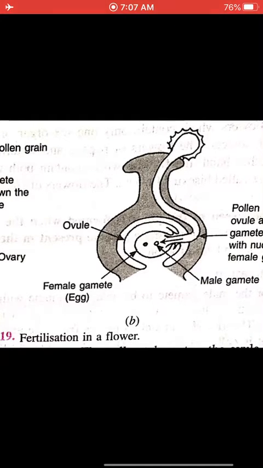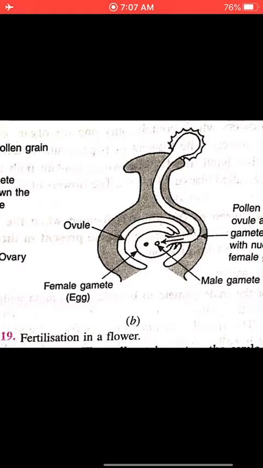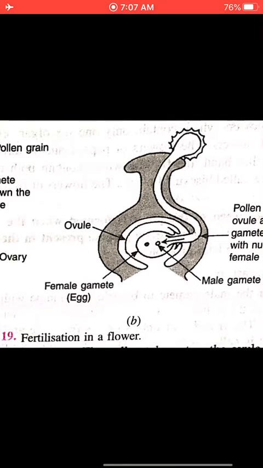One fuses with the center nucleus and the other fuses with the egg cell, which is present in the ovule itself. So in the ovule two types of fusion happen. That's why this process is also considered double fertilization. After fertilization, what will happen? The ovary will swell up to form the fruit, and the ovule will form the seed.